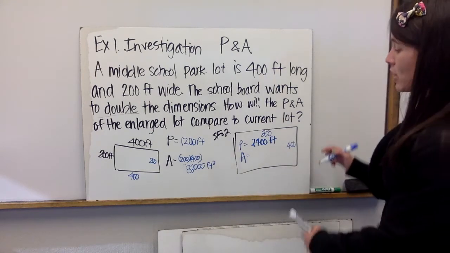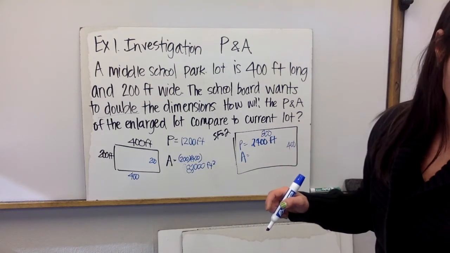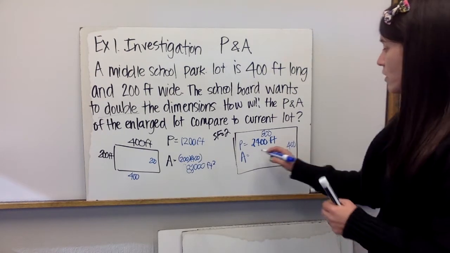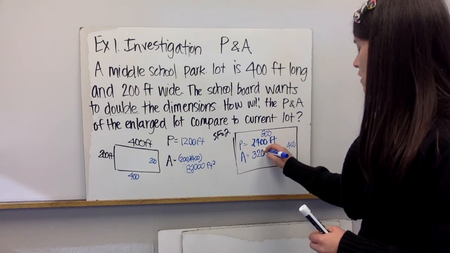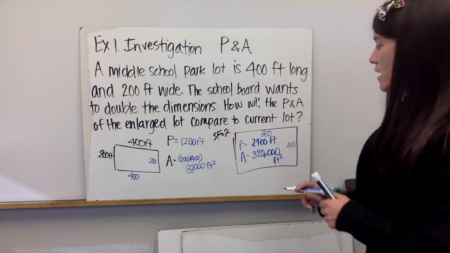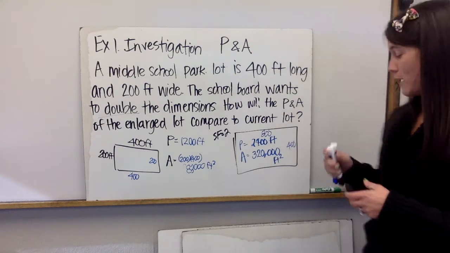To find the area, we're going to multiply 800 by 400, and let's just make sure 8 times 4 is 32, and then we have 4 zeros. So 320,000 square feet would be the new area.